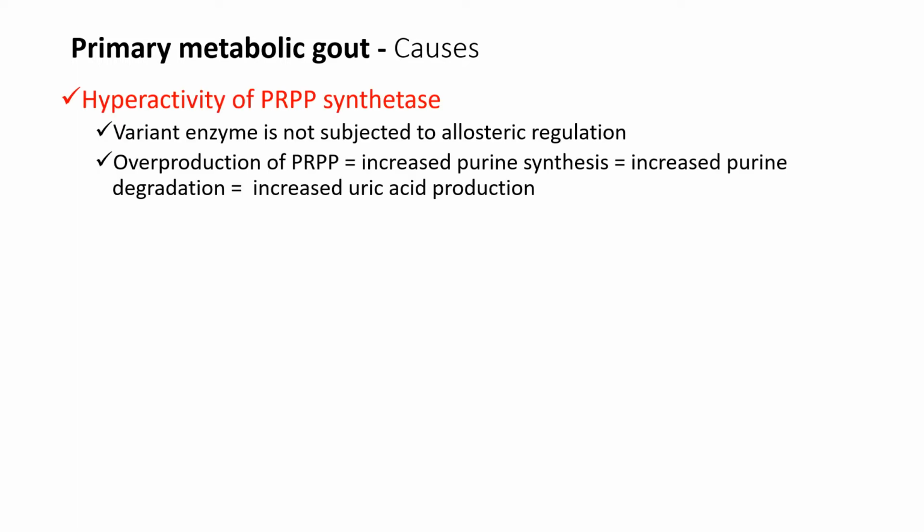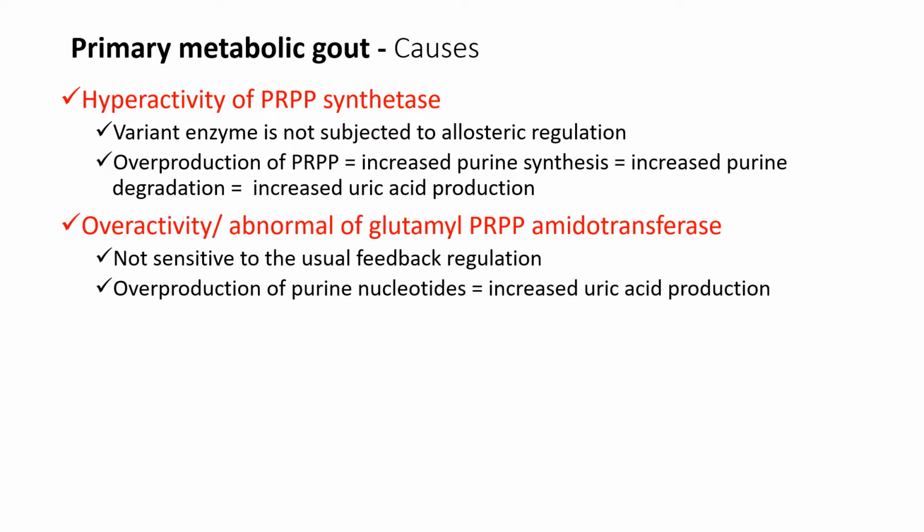When we have abnormal or hyperactive PRPP synthetase, this variant enzyme is lacking the allosteric regulation. So there is no allosteric regulation on this abnormal PRPP synthetase. Once it is not subjected to allosteric regulation, there is overproduction of PRPP because of its hyperactivity. Increased PRPP leads to increased purine synthesis, thereby increased purine degradation, and the degradation of purine leads to uric acid production, which causes hyperuricemia.